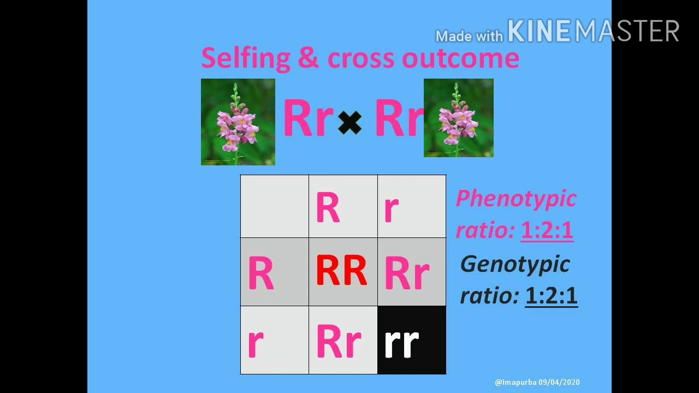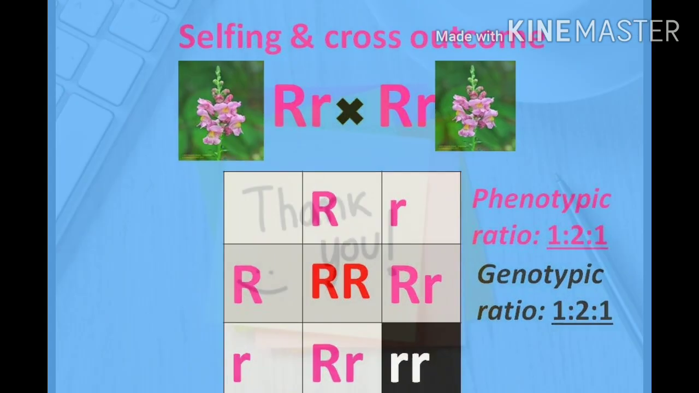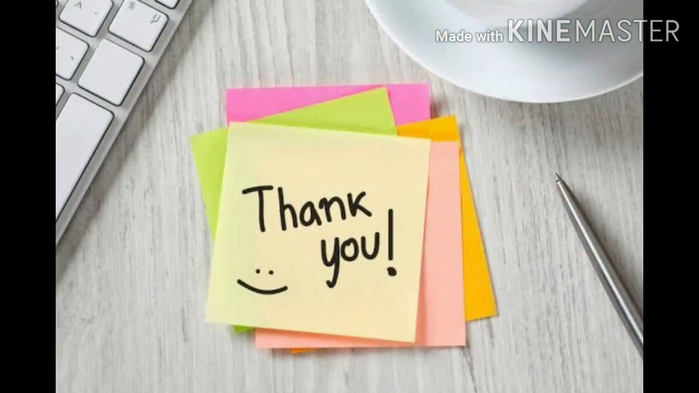Here is one last thing I should tell: for both incomplete dominance and codominance, the selfing and cross outcome and their genotypic ratio will be the same. The only difference is the phenotypic expression of the hybrid, because in incomplete dominance the hybrid will be pink, and in codominance the hybrid will be a red flower with white spots. Thank you everyone for being here with me. Thanks to you all.